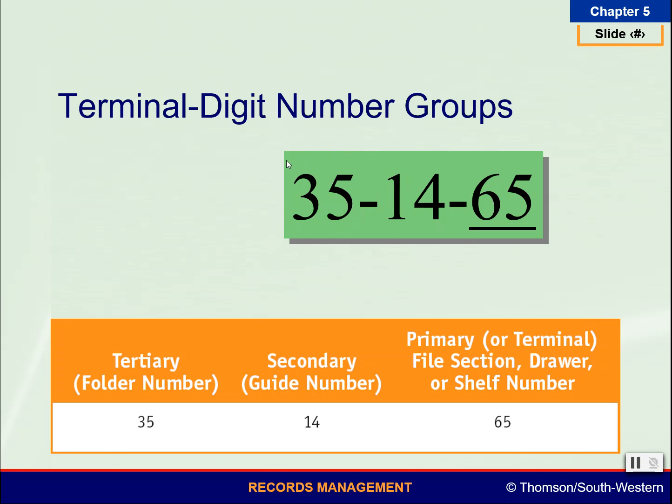Again, when we call it a terminal digit number, we need to assign the last 2 or 3 digit number as the primary number. So we read this number from the right to the left: 65, 14, and 35. This number is separated by a hyphen or by a space. Primary is 65, secondary is 14, and tertiary, which is the folder number, is 35. So this is what we call terminal digits.